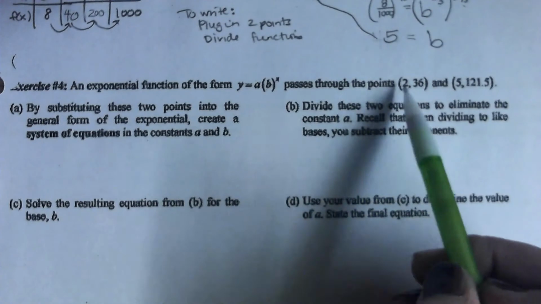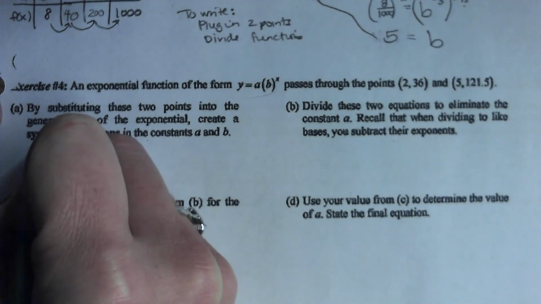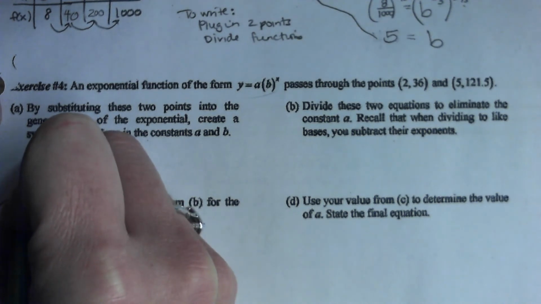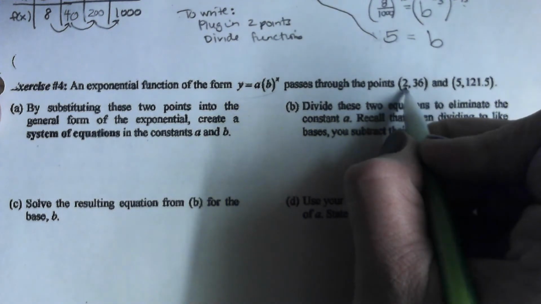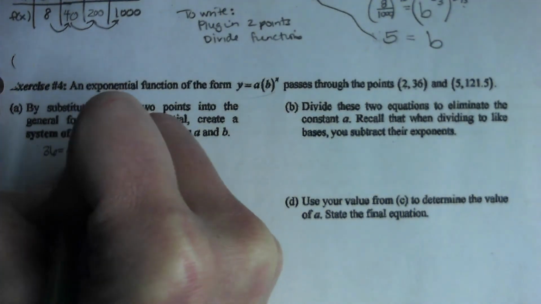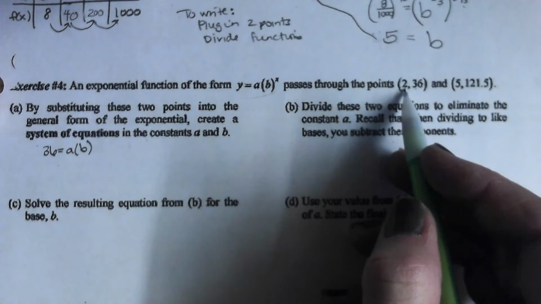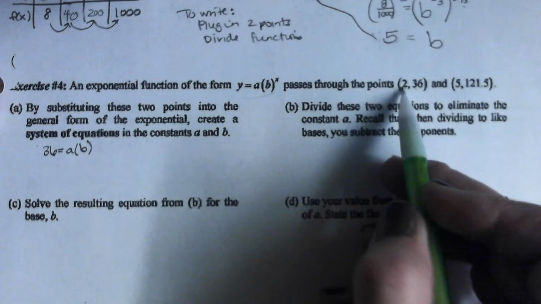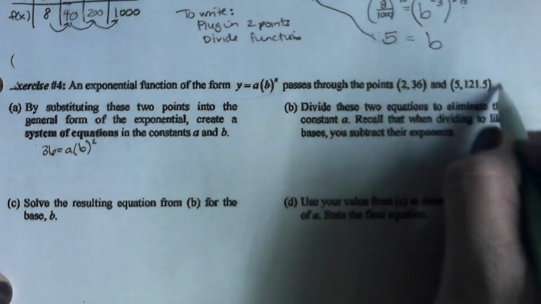So Morgan, when I plug in (2, 36), what will my equation be? Two is an x-coordinate. 36 is a y-coordinate. So 2 goes in for x and 36 goes in for y. A times b to the x, where'd your 2 go? Two is not your b. Yes. 36 equals a times b to the second. Can you do the second one for me now? Plug in the second point.